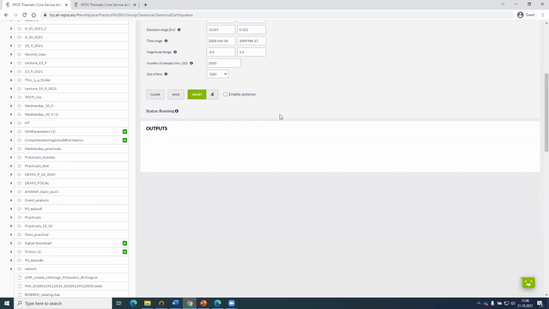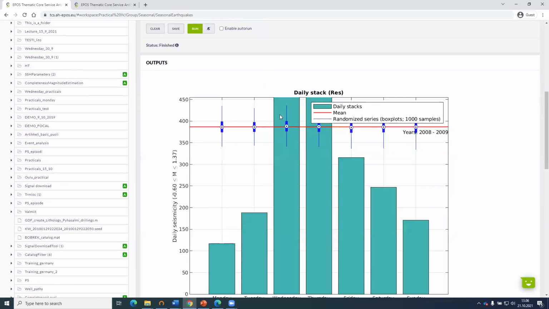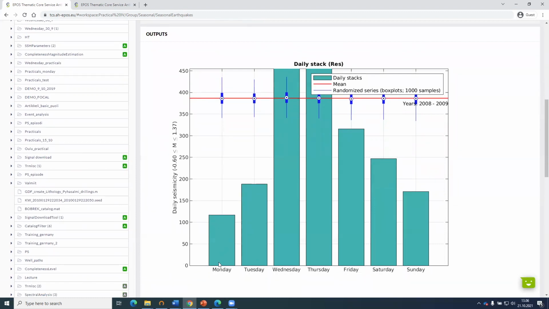And again, we will get an image here, which now gives us the daily statistic. And the days are here, the weekdays from Monday to Sunday. Okay, this tells us a little bit different. It says that most of the events are actually occurring during Wednesday and Thursday. Then it's starting to take off a little bit during Friday and Saturday.